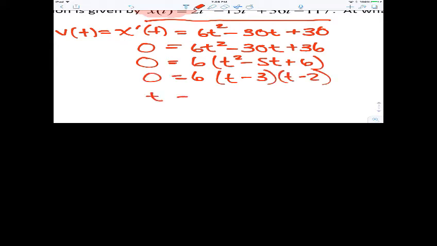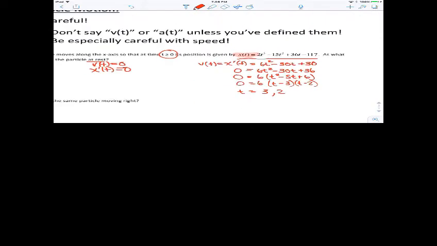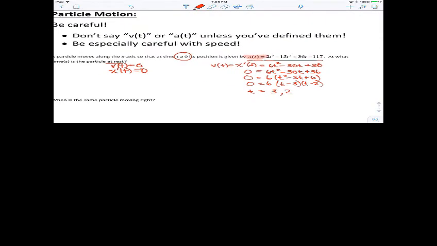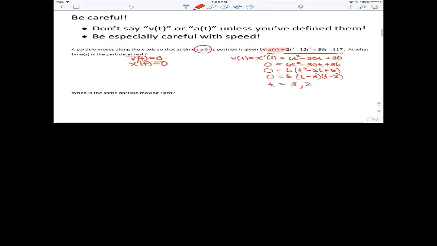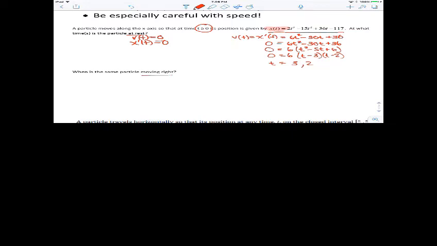And so I get that my zeros are at 3 and at 2. So those two times would be the times when the particle is at rest. Now, when is the same particle moving right? Well, that is going to mean that I'm looking for where my velocity is positive.